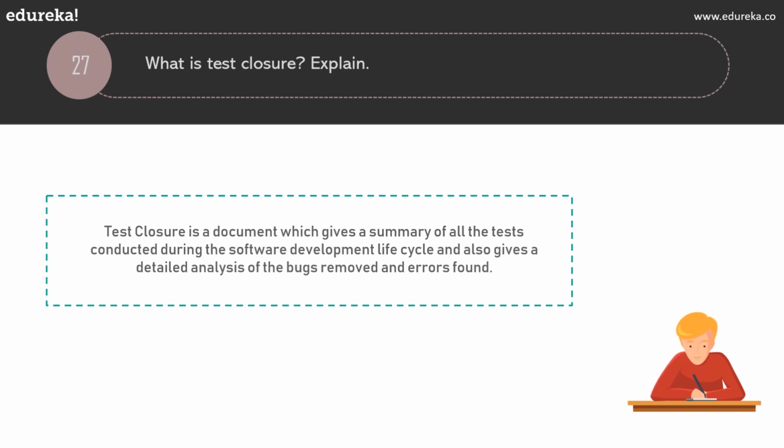So this document or memo actually contains the total number of test cases, total number of test cases executed, total number of defects found, and total number of defects settled, total number of bugs or defects not settled, total number of bugs rejected, total number of bugs deferred, and so forth. So in simple terms, test closure is a document which has a summary of all the tests that are conducted during the entire software development and testing life cycle.